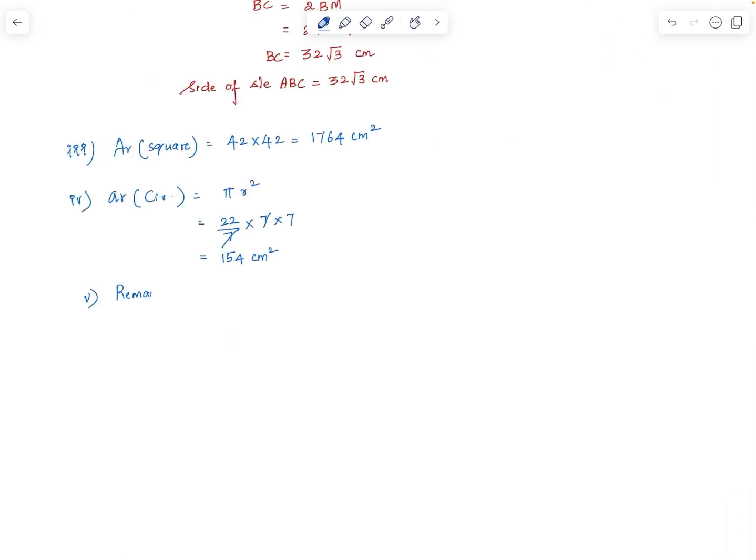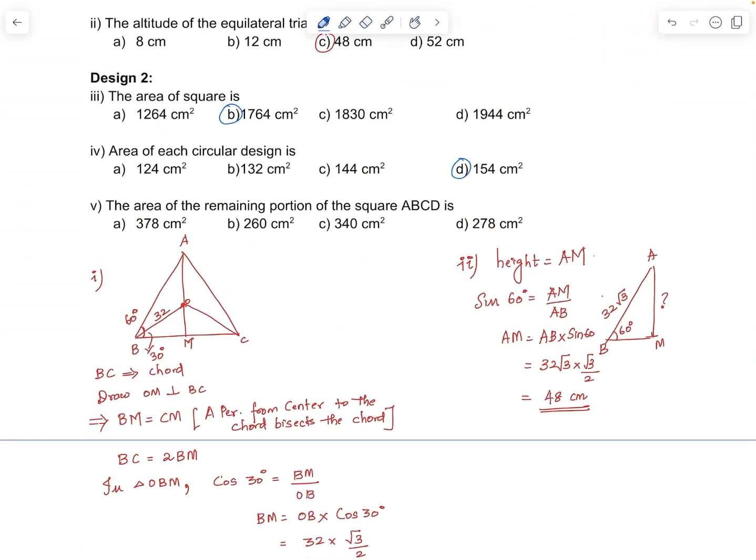Remaining area is equal to area of square minus 9 times area of one circle. Area of square is 1764 minus 9 times 154, which is 1764 minus 1386, which gives 378 centimeter square. So the option is A.